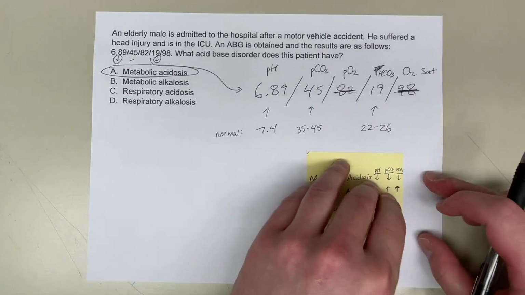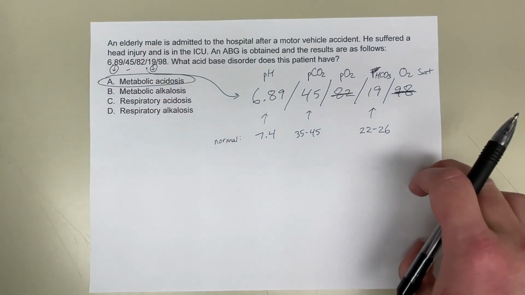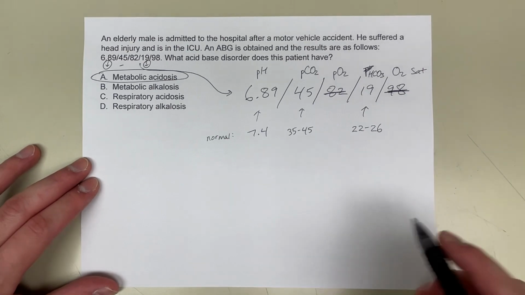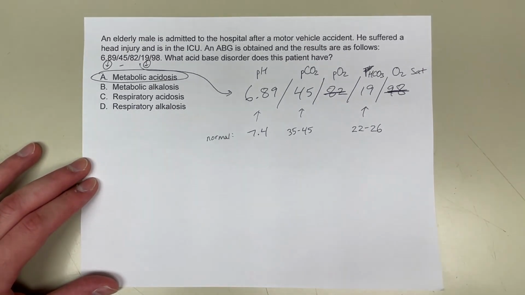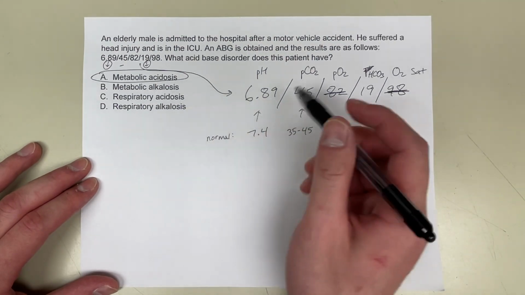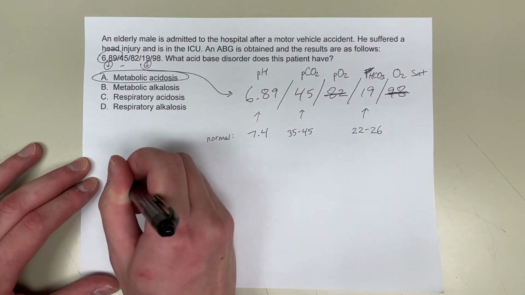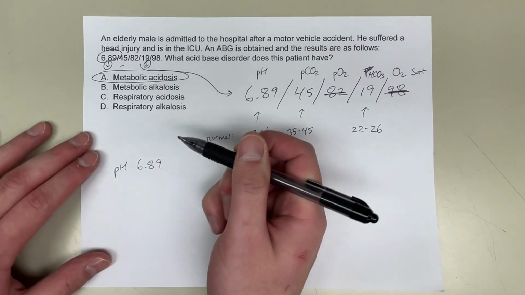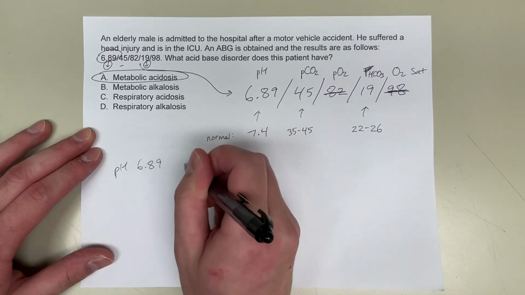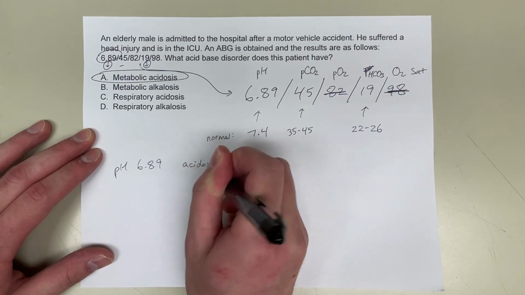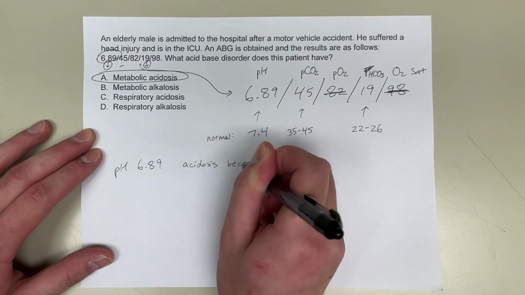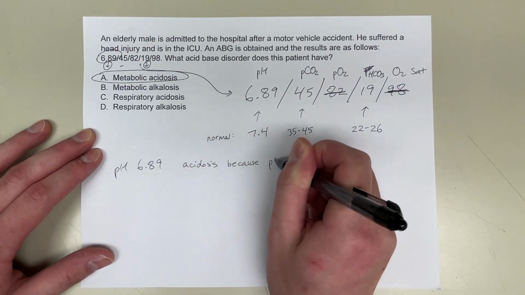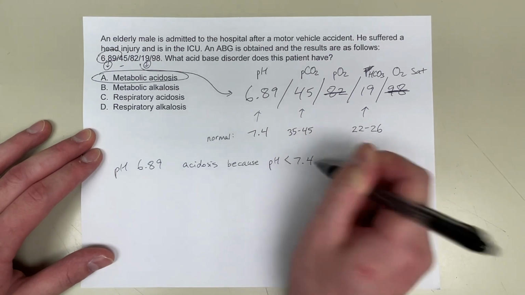But if you want to try to solve this conceptually, or if you have trouble reading that chart, you can always do it by using your mind. The first thing I always do is look at the pH value. So pH of 6.89. So this is acidosis because pH is less than the normal value of 7.4.